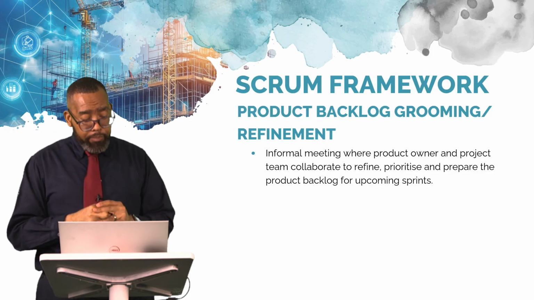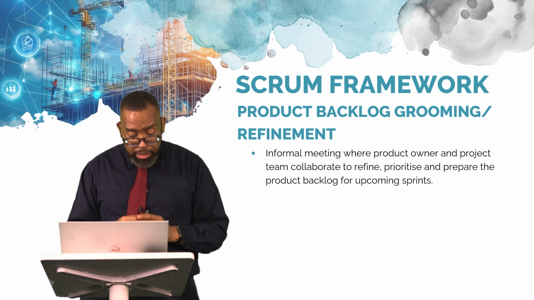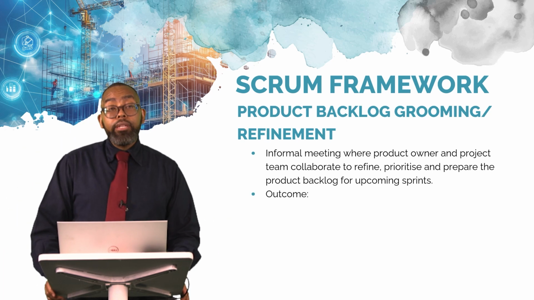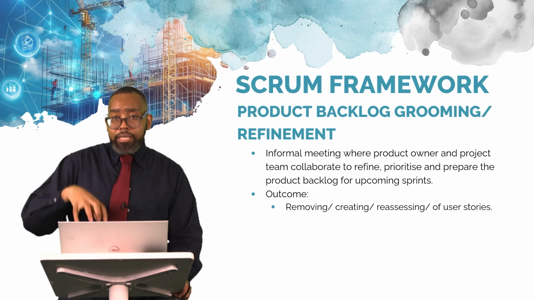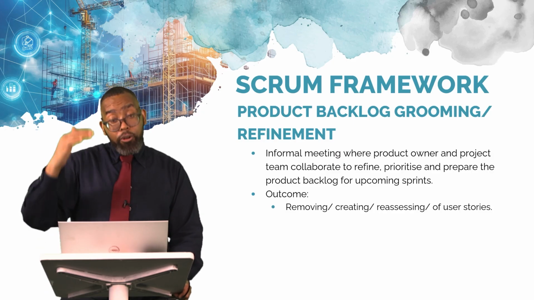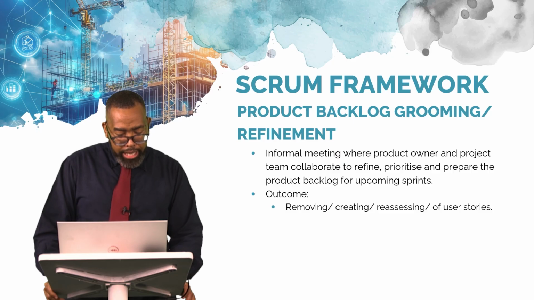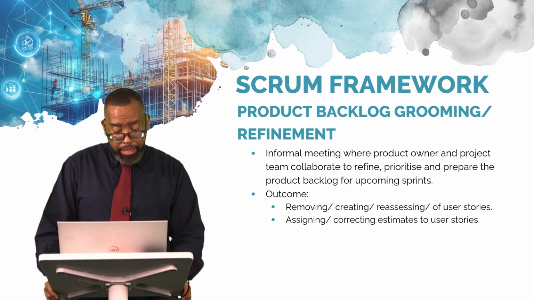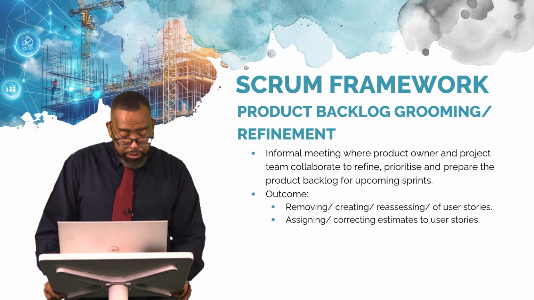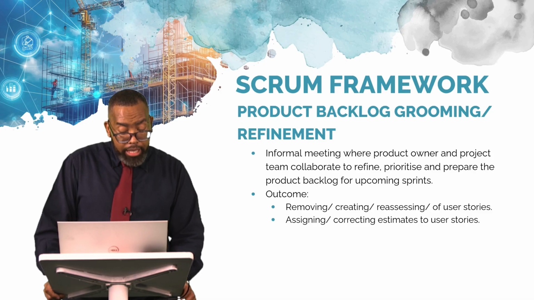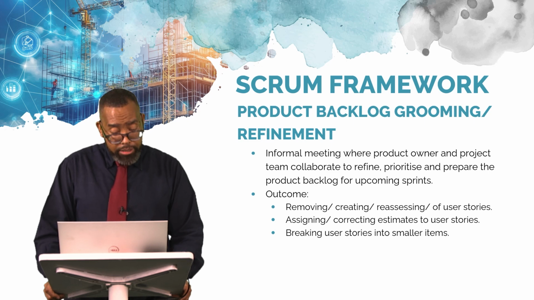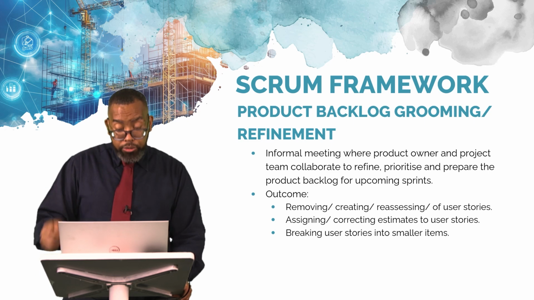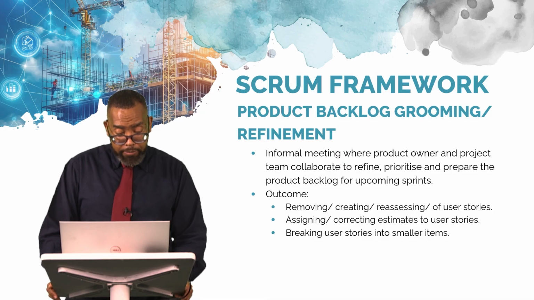So as such, the product backlog grooming or refinement meeting is a session where the development team together with the product owner sit and remove and create and reassess the user stories, of course prioritize the requirements or the user stories, and also assign estimates in terms of what is the work effort that will be required to deliver those items. And of course, one of the key outcomes of the backlog grooming or refinement session is breaking out those user stories into smaller deliverable items.